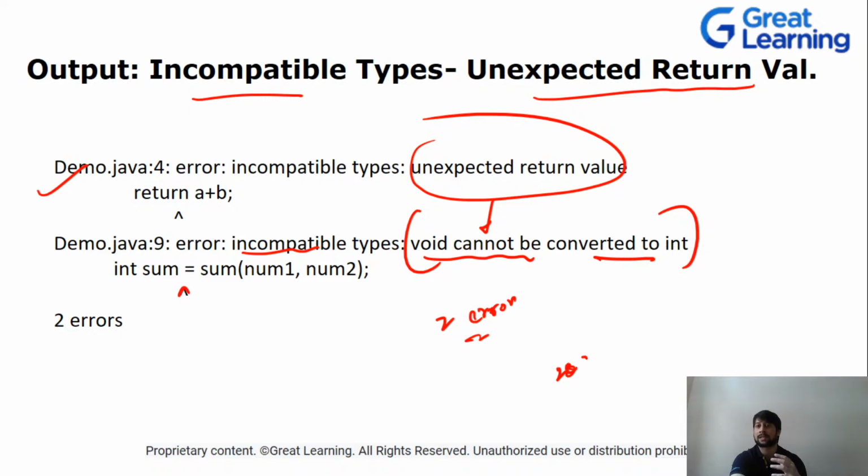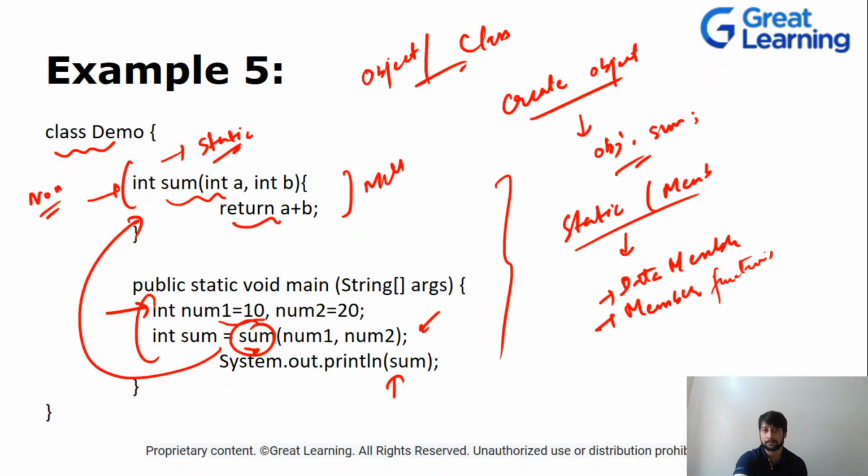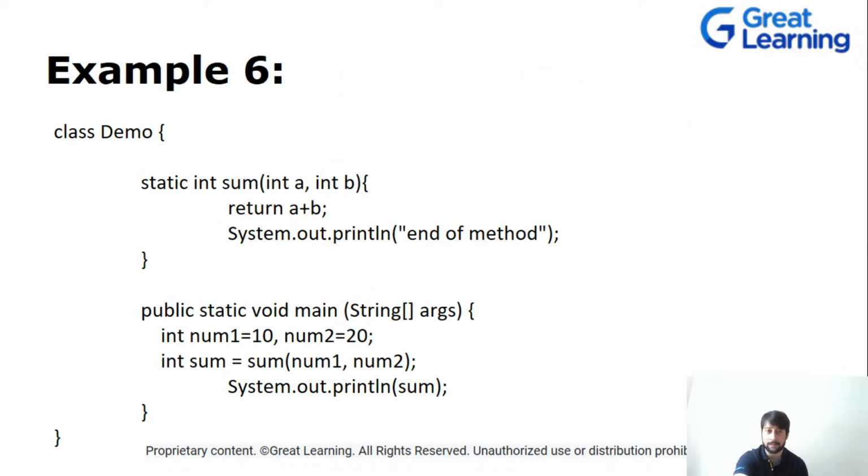The next example was unexpected return value. We are trying to return something, but the return type of that function is void. Now the fifth one is that non-static members cannot be accessed from a static member or static function. Now let's move ahead with the next example.